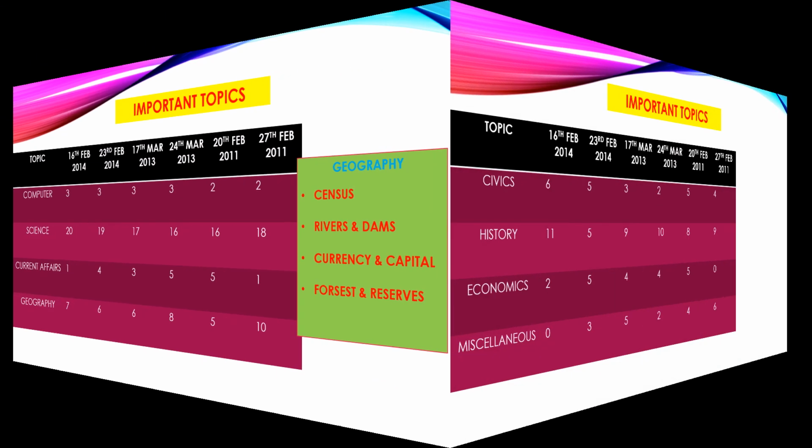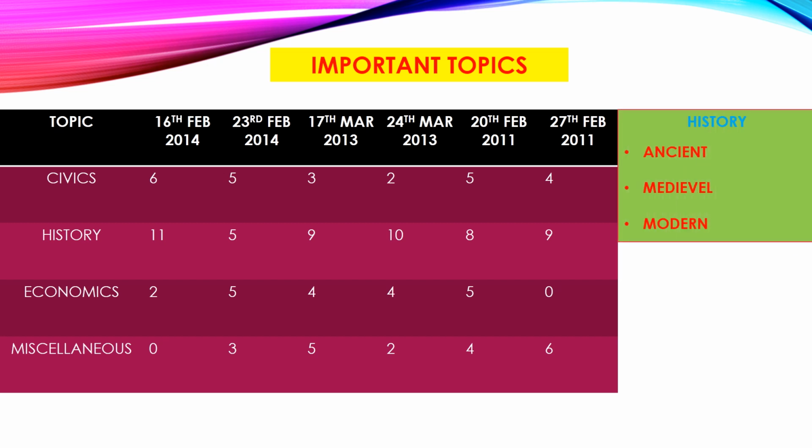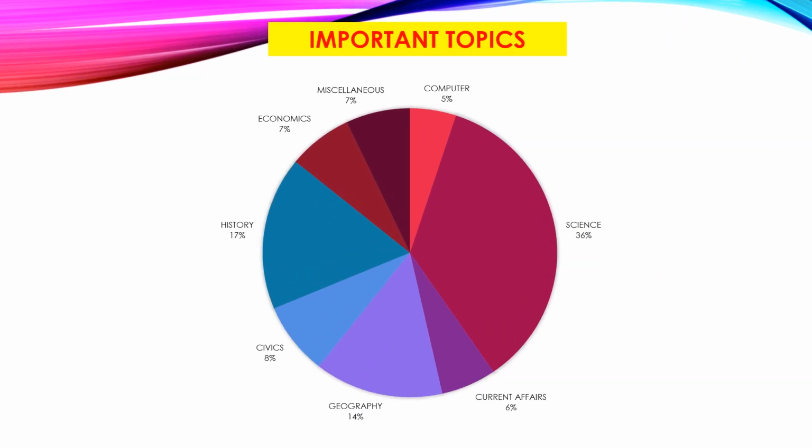Civics covers the social science part of the general awareness. From it, questions are asked basically from the topics of constitution, election, appointment and government. From history, questions are asked from each section: ancient history, medieval history and modern history. From the economics section, questions are also asked, but they are quite basic. So what we can conclude is that from these 7 sections, 93% of questions were asked. One should focus strongly on science, history and geography, which comprise 70% of the questions. In order to prepare for science, history, geography and civics, you should refer to the NCERT books of class 7 to class 10. In the next video, we will upload important topics of quantitative aptitude.